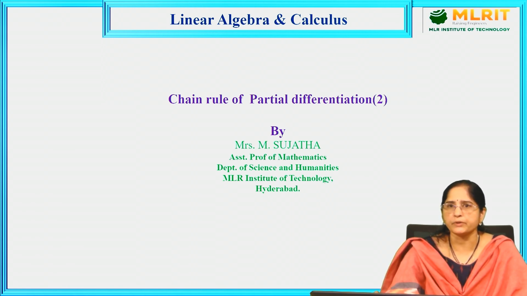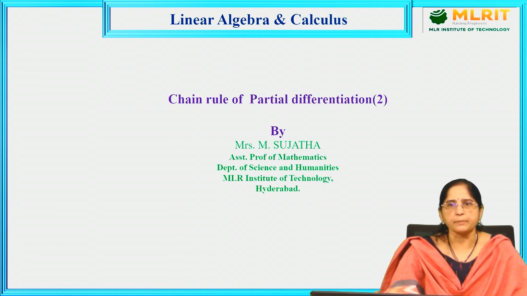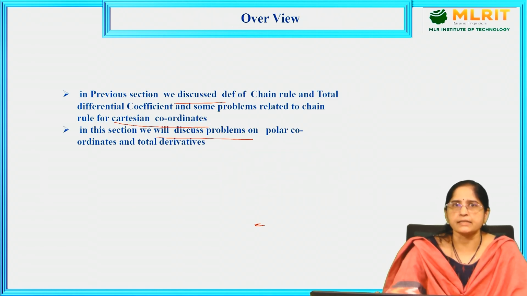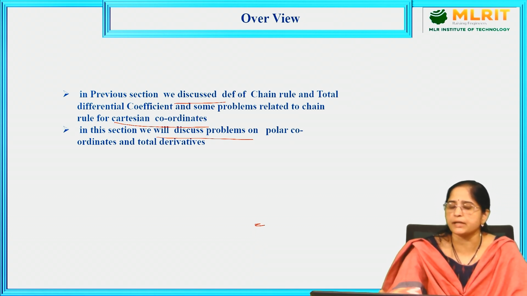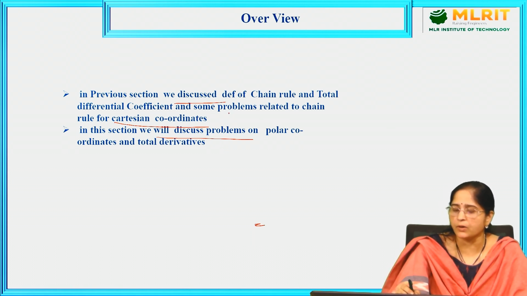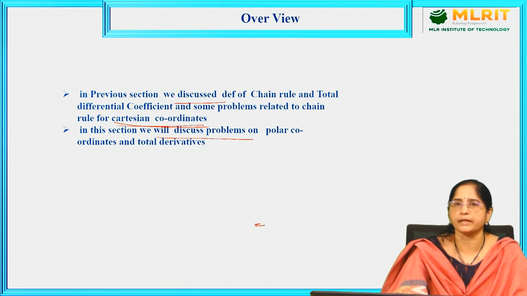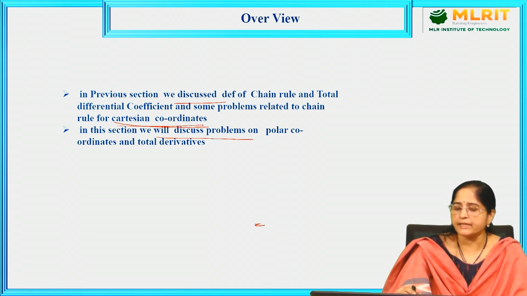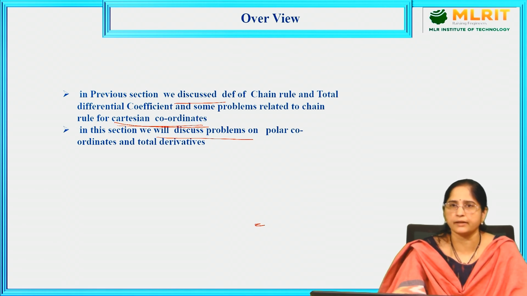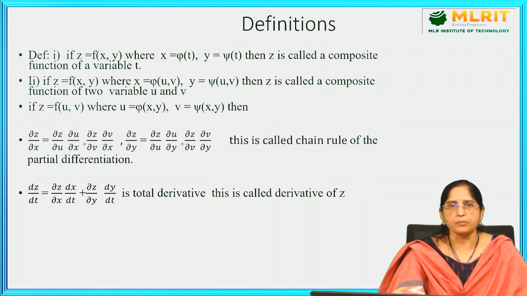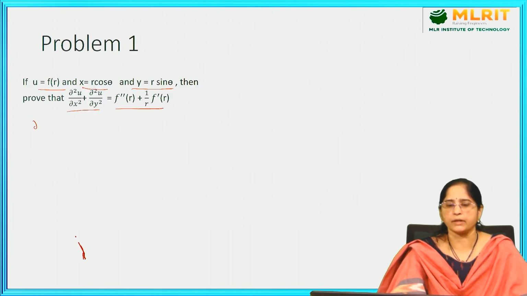Today I am going to discuss the chain rule of partial differentiation. In the previous session, I discussed the chain rule and the total derivative, the total differential coefficient definition, and we also solved some problems related to the chain rule of the Cartesian coordinates. In this session, I will discuss the problems on polar coordinates and total derivatives. So, we will see one problem related to the polar coordinates.